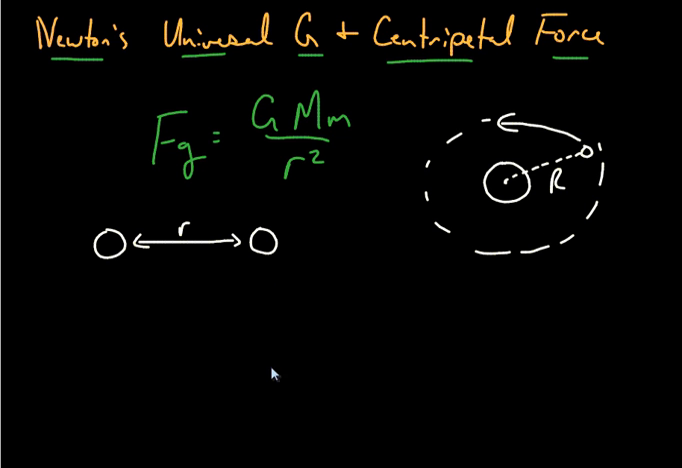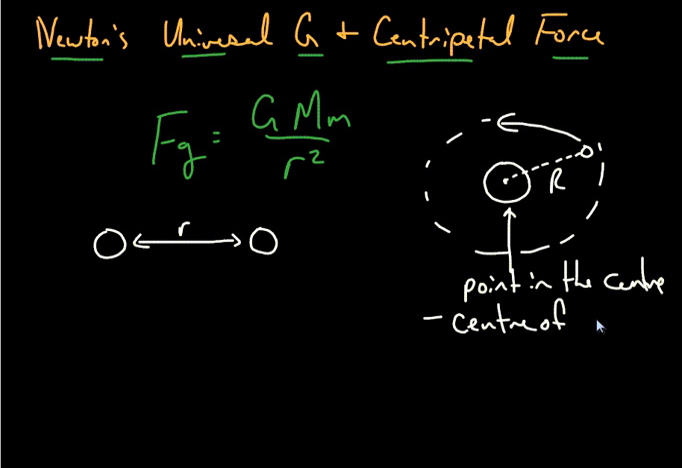Something else that's interesting is that the r is measured from the center of the object, okay? The point in the center, or if the object's not spherical, from the center of gravity. And we'll talk about what that means in just a second. Newton figured out mathematically that bodies, like the Earth or the Sun or the Moon, behave as if all of their mass is concentrated at a single point in their center, okay? If the object is a perfect sphere, that point would end up in the center.